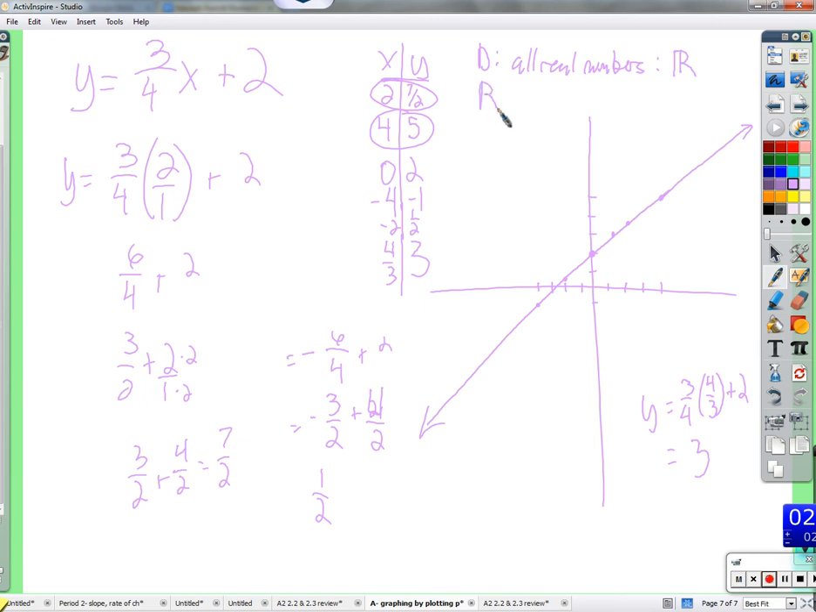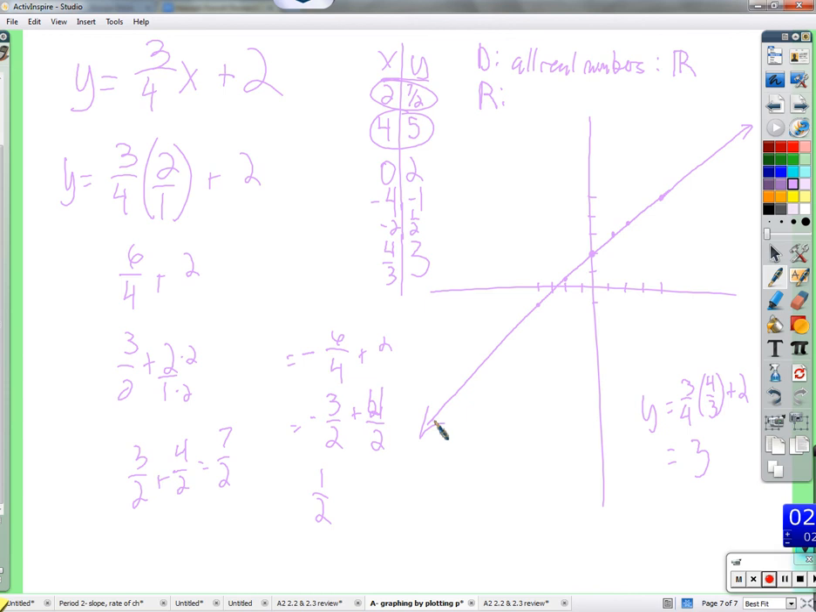How about the range? Can I get 0 out of this function? Can y be 0? Well, let's take a look at the graph. Y is 0 all along here, right? Look, there's a point on the graph where y is 0. Can y be 5? Yes, it can. Can y be negative 7? Yes. There is a point over there at negative 7 for y.